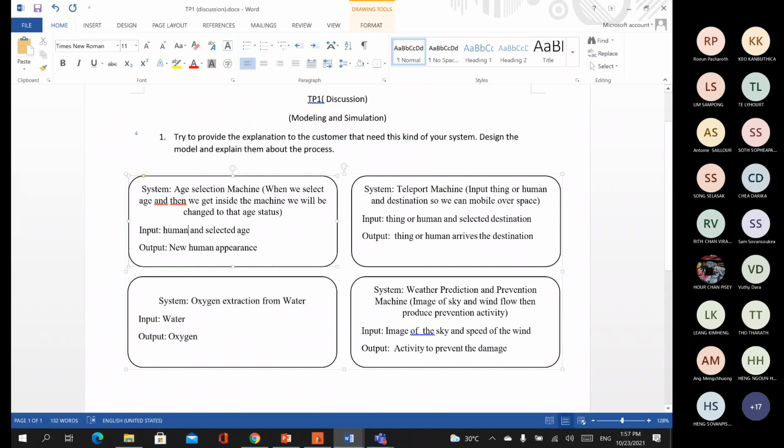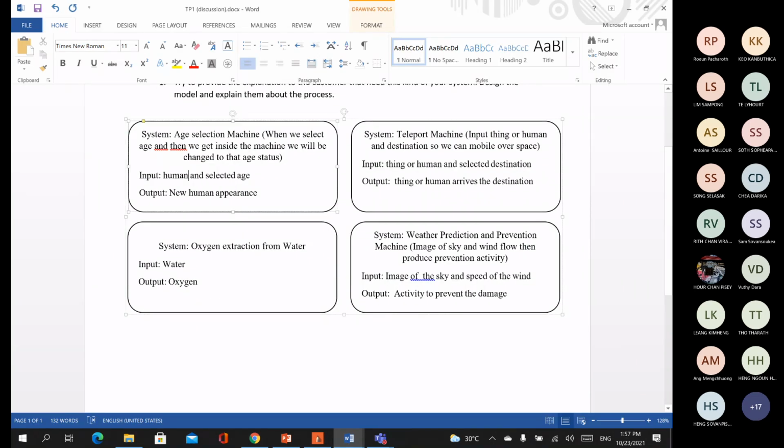If I ask you to explain to me, how can the teleport machine be explained to the customer?